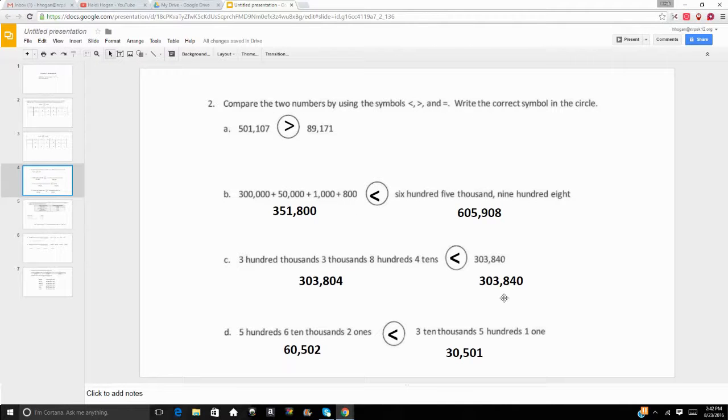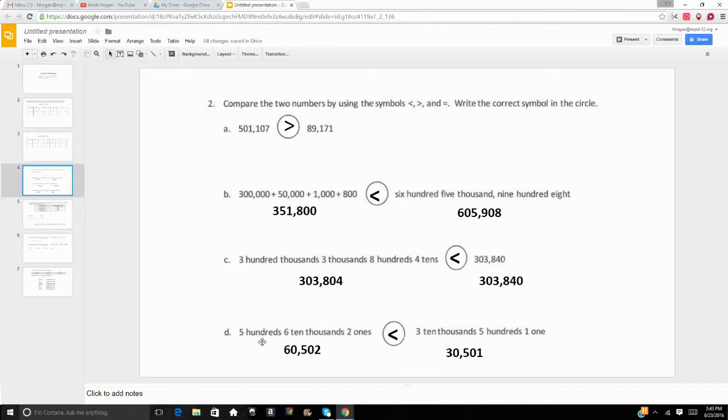This is in regular numerical form, but again, to write it so that you can see it: 303,840. 300,000s, 3,000s, 800s, 4 tens. So the thousands are the same, 303,000. So we then go to the hundreds place. Well, we have 800, 800. Go to the tens place. 0 tens, 4 tens. So this is greater. So you need to go to the place value that is different.